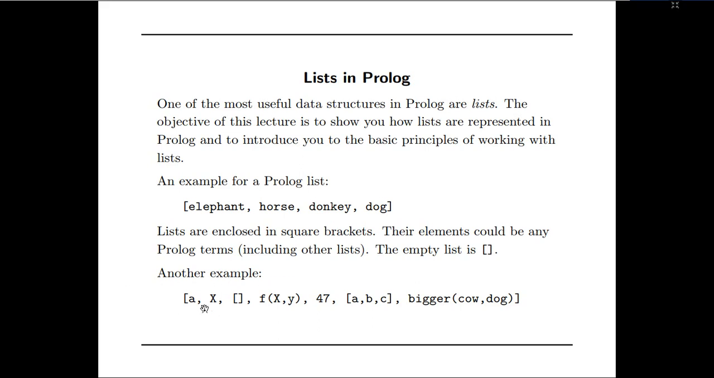Another example is a comma, capital X. This is an empty list, that is, we are going to use a sublist also in this. And you may also pass a functor with some parameters and a simple element with three elements within a sublist. So like that you can include anything in the list.